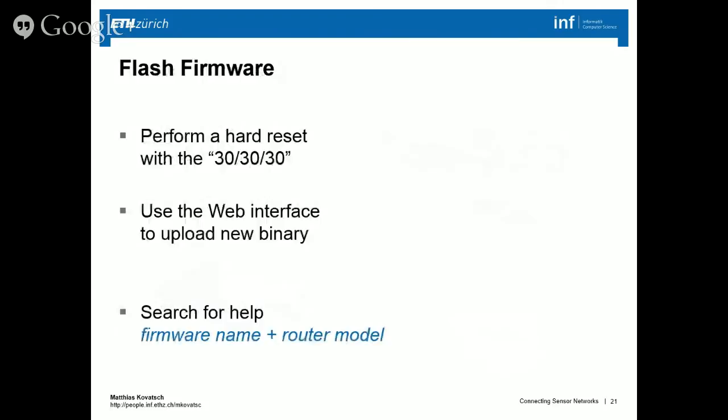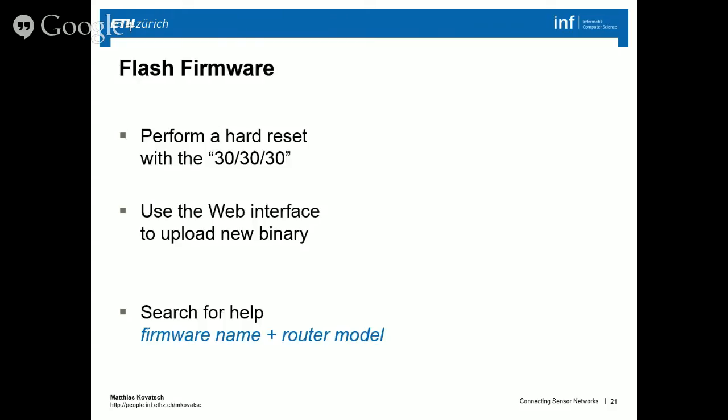So to flash the whole router, just a few steps. And the first one, what you should know, is the so-called 30-30-30. That's how you do a hard reset. It basically means that while the router is on, you press the reset button for 30 seconds, then you remove the power plug, you still hold the reset button for 30 seconds, then you plug it back in with the power on, still holding the reset button, and after the last 30 seconds you release, you have a hard reset, so all the internal memory will be deleted.